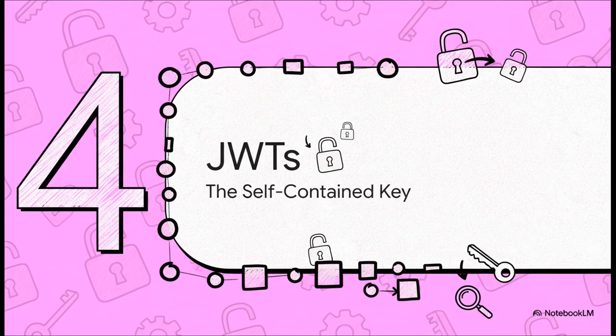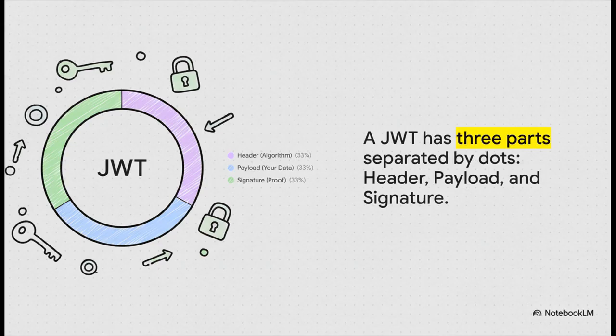So that leads to an interesting thought. What if the token could carry its own information, and get rid of that database lookup? Well, that's the exact problem that our next method solves, JWTs, the self-contained key. A JSON Web Token, or JWT for short, is made up of 3 parts, and they're all separated by dots.